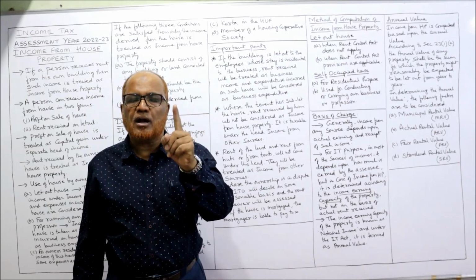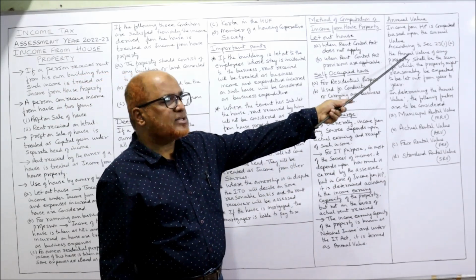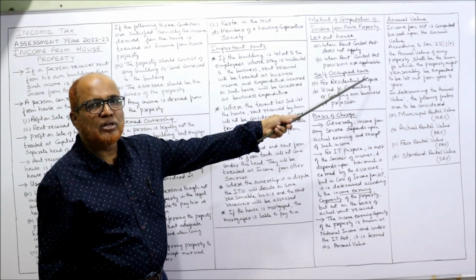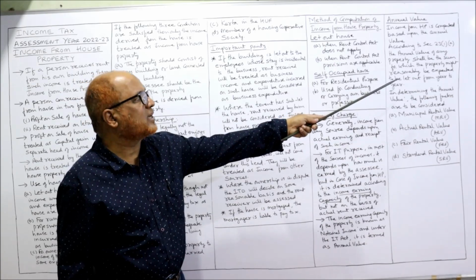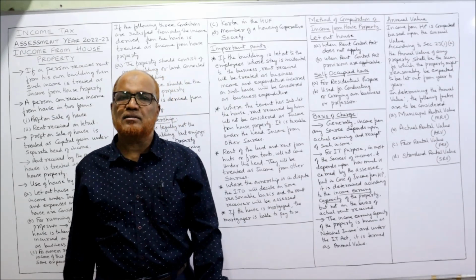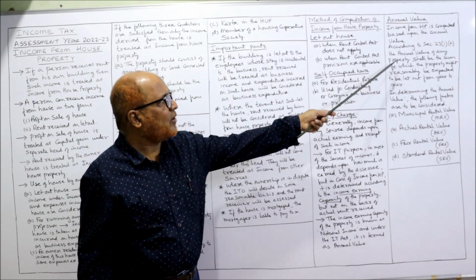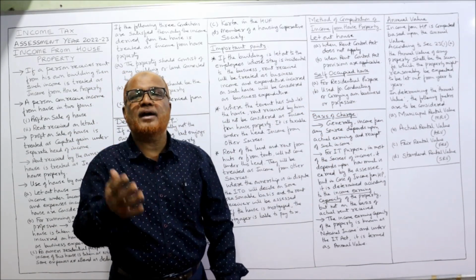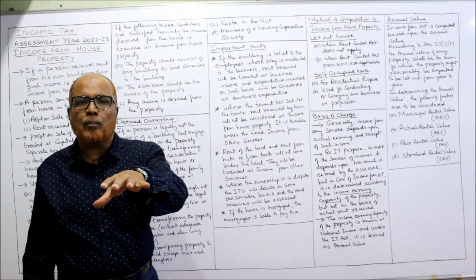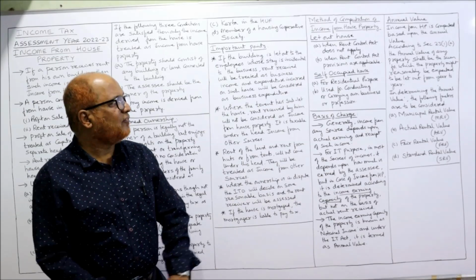The first point in computing the income from house property is the annual value. Right? According to section 23(1)(a), the annual value of any property shall be the sum for which the property might reasonably be expected to be let out from year to year. This is the definition given by Income Tax Act regarding annual value. So what is annual value? It is a sum for which the property might reasonably be expected to be let out. What is the earning capacity? What is the sum at which the property will reasonably be let out from year to year?